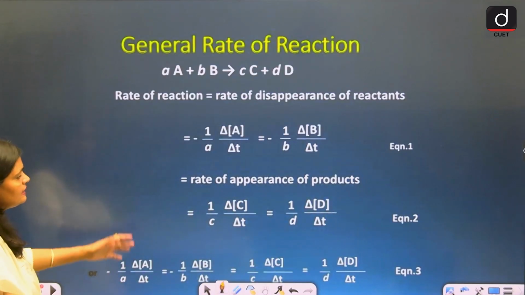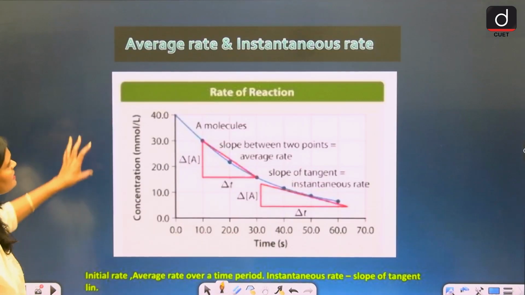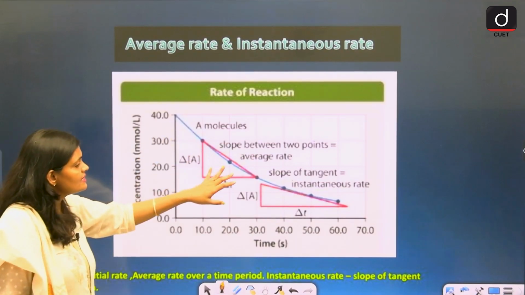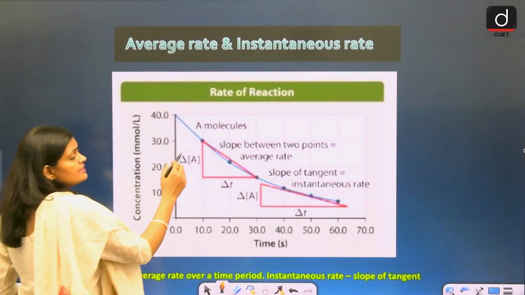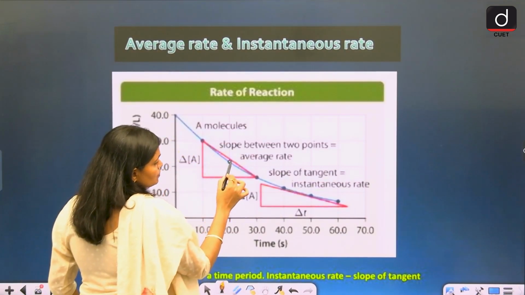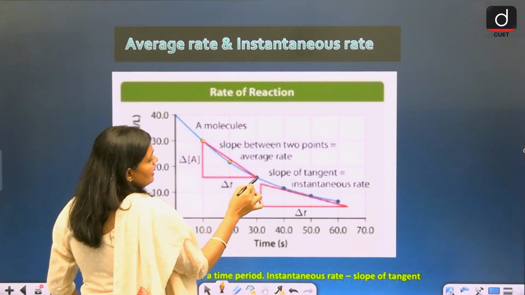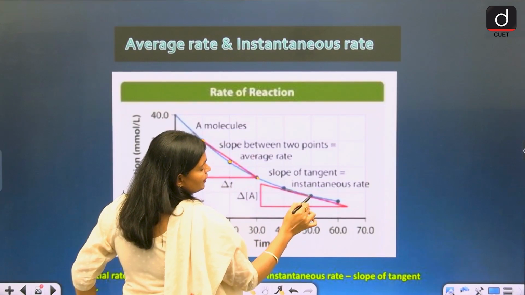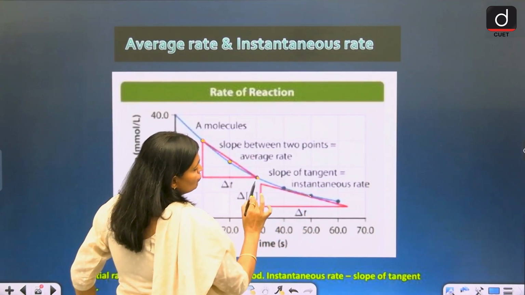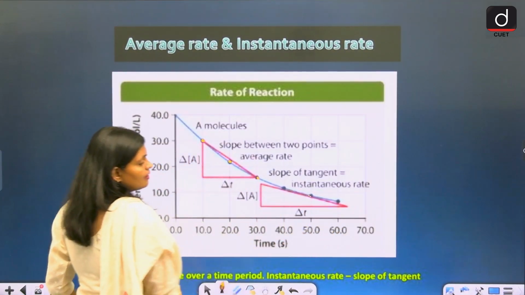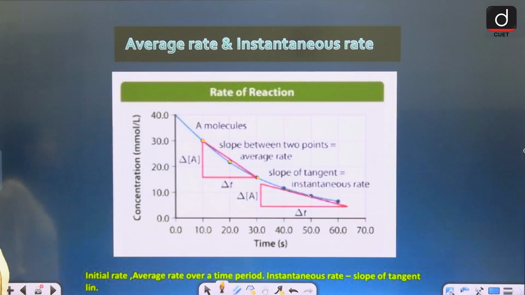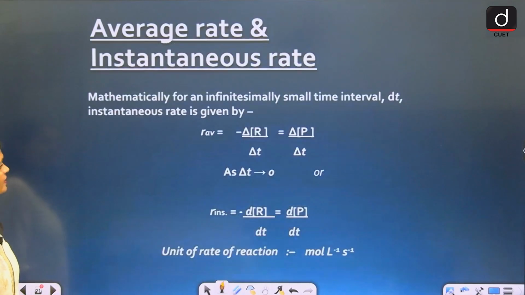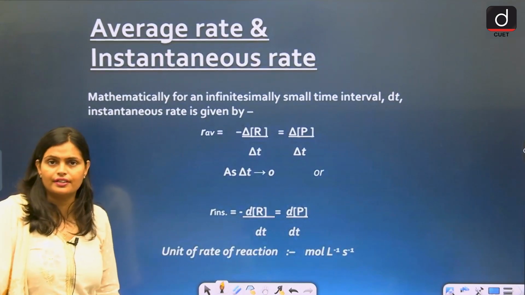So this is the general reaction we have already discussed. Now here the average and instantaneous rate. Instantaneous means you find the rate at a particular instant. Suppose at this point you want to find the rate. So what you will do, just draw the tangent and you will get the instantaneous rate. This is basically the difference between instantaneous and average rate of reaction.